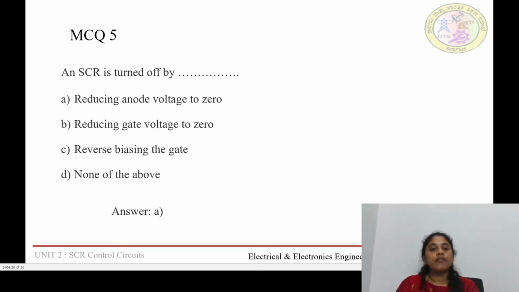Why is reducing gate voltage to 0 not possible? Because once SCR is triggered, the gate loses the control over the SCR. Even if you make the gate voltage 0, the SCR won't get turned off. It will remain in the on state, that is, in the forward conduction state itself. So in order to turn off the SCR, you need to reduce the anode voltage to 0.